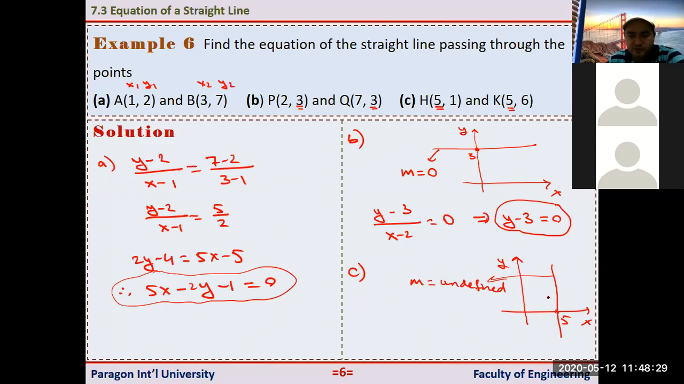And what is the equation of this vertical line? It is simply x minus 5 is equal to 0. That is the equation of this straight line, because x equals 5, whatever y is, because y doesn't appear in the equation. Okay?